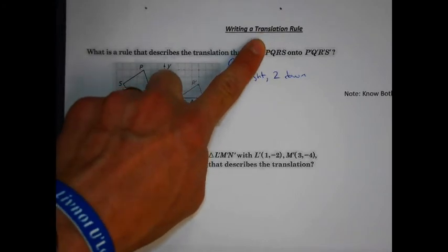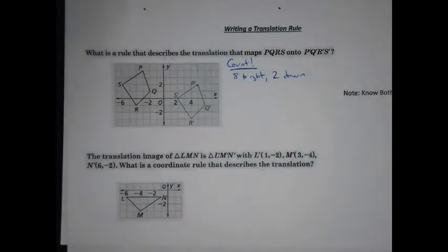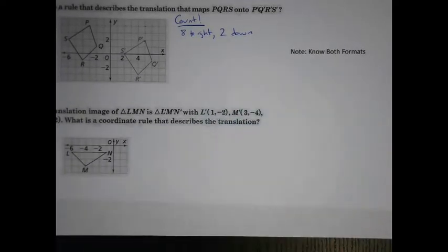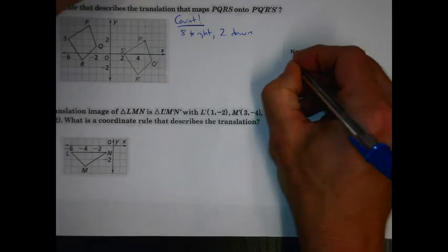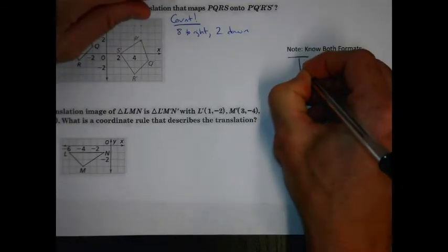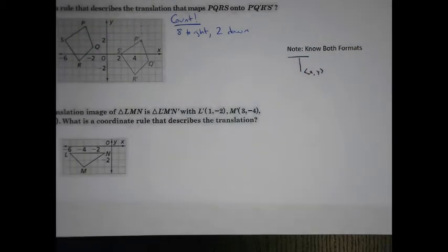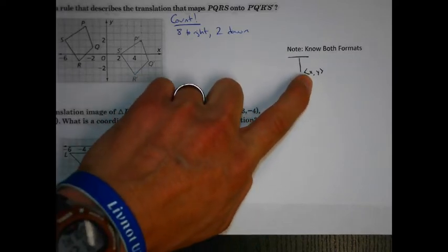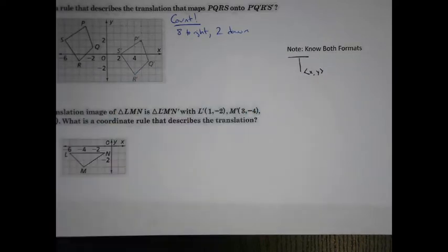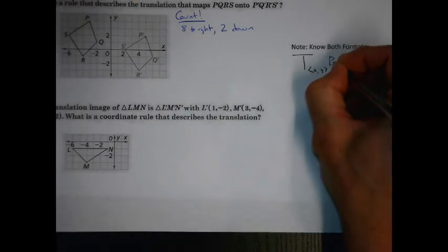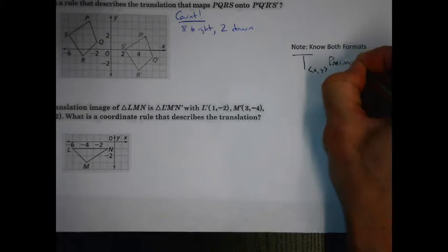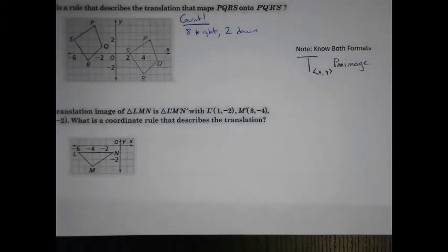Now, a rule is going to be in 2 formats. There's that crazy capital T format, the translation format, and there's also another format. So I'm giving you a note here: know both formats. The first format is with the capital T that we saw, with whatever's happening in the X and whatever's happening in the Y. That's how we read a translation: X units to the left or right, and then Y units up or down of the pre-image, excuse me. I should be better with my vocabulary. We're going to translate a pre-image either X units to the left or right, or Y units up or down. That's the first format.